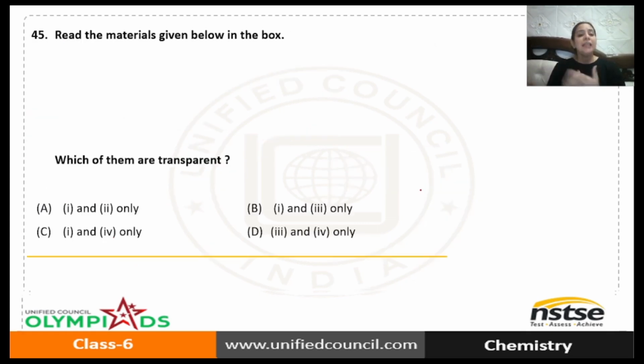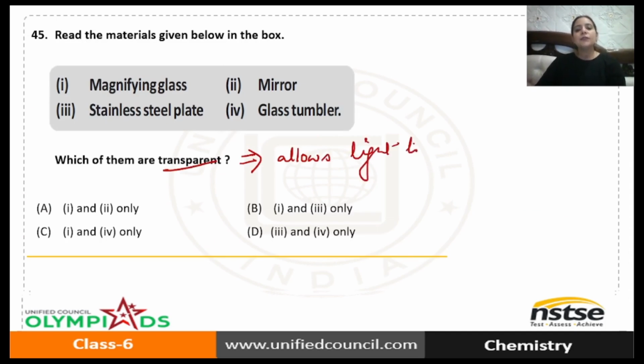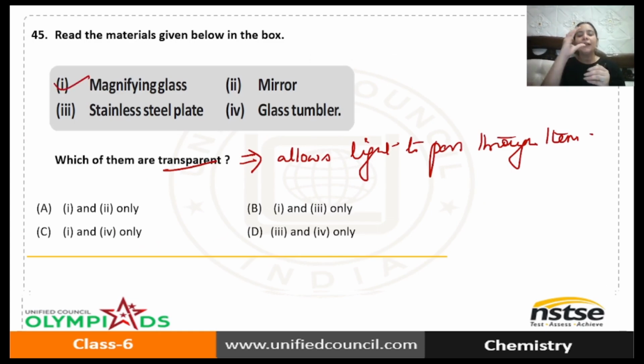Next question. Read the materials given below in the box. Magnifying glass, mirror, stainless steel plate and glass tumbler. Which of them are transparent? See, we have already done that. All those substances are said to be transparent, which allow light to pass through them completely. And out of this, magnifying glass, I hope you all know, that is the glass that you use to see smaller objects, so that it becomes enlarged and you can see it comfortably.